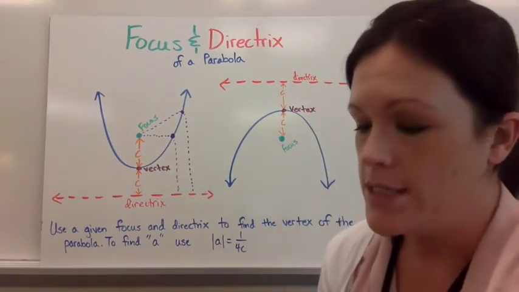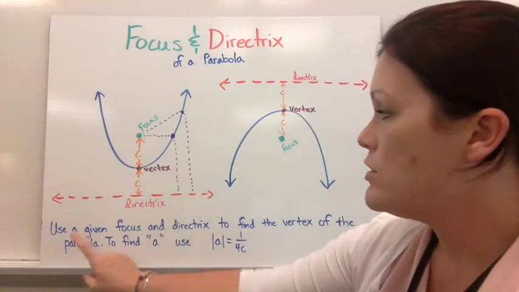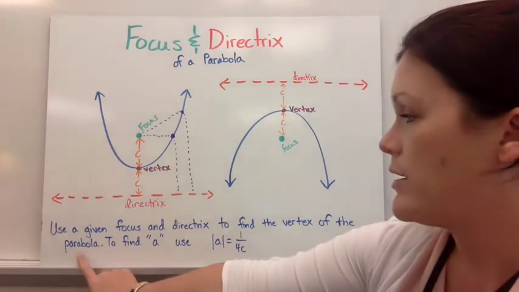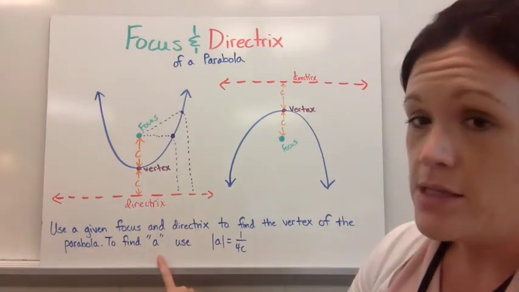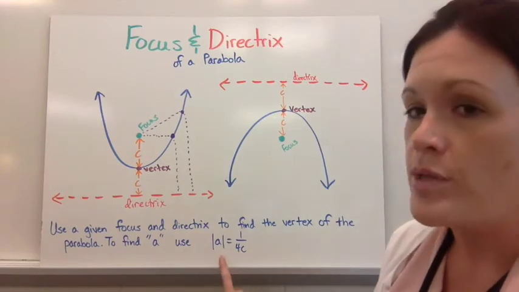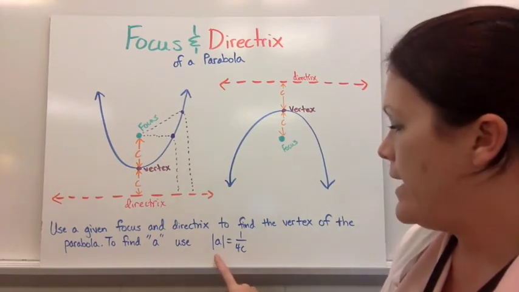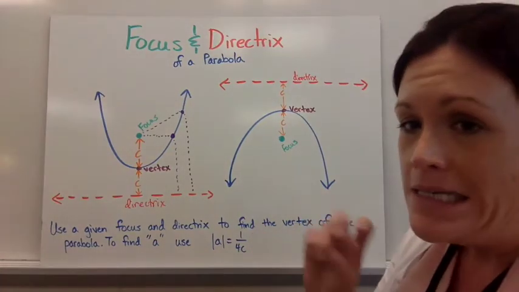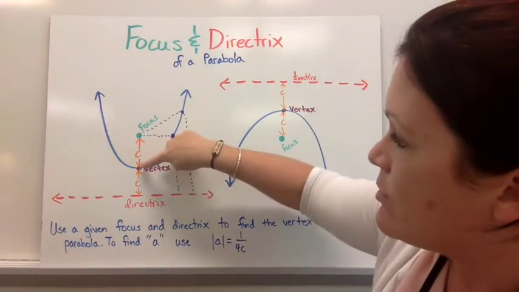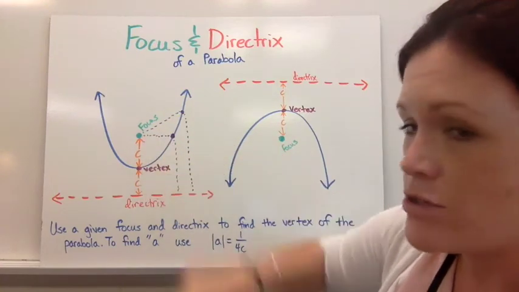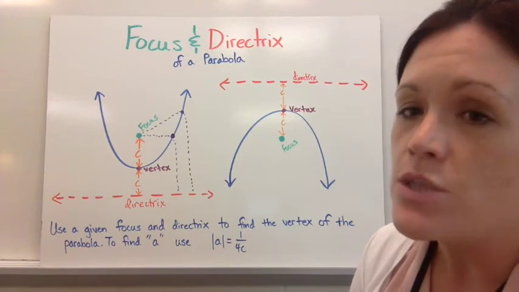But let's look at what we need to see on the next slide. We're going to use a given focus and directrix to find the vertex of the parabola. And then to find A, because we need to know how wide or narrow our graph is, we're going to use this little formula. The absolute value of A is equal to 1 over 4C. And C, in this case, is the distance from the vertex to the focus or the directrix to the vertex, because those are the same value. So let's look at two examples.